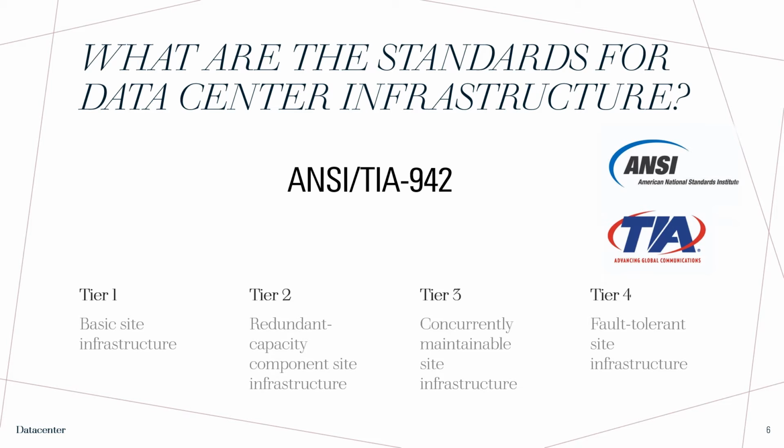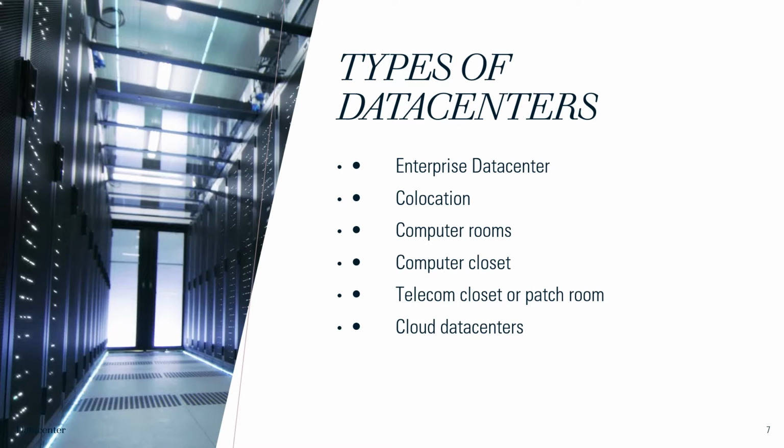downtime. Now I'm going to explain the types of data centers. I'm going to talk about six main types. The first one is enterprise data center. The second one is colocation, sometimes called colo. The third one is computer rooms, then computer closets, telecom closet or patch room, then cloud data centers.